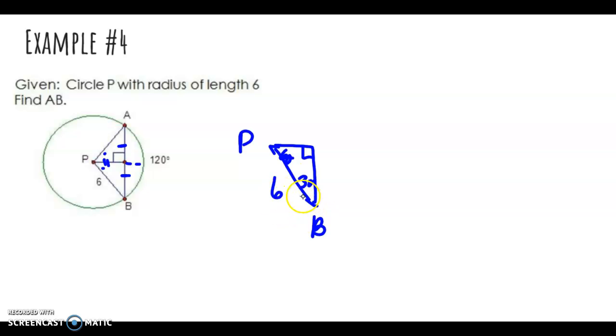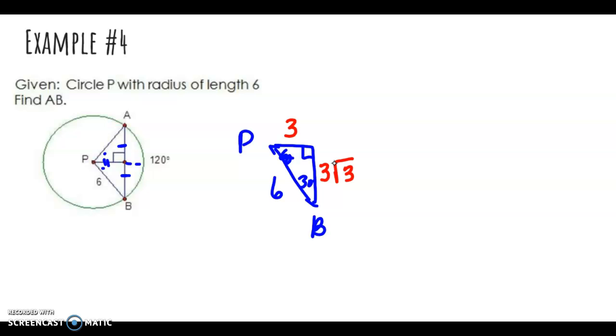So if the hypotenuse is 6, the short leg is 3, and the long leg would be 3 root 3. Okay, so using your 30, 60, 90, hypotenuse to short leg, it's half, and then from short leg to long leg, it's that number times the square root of 3.